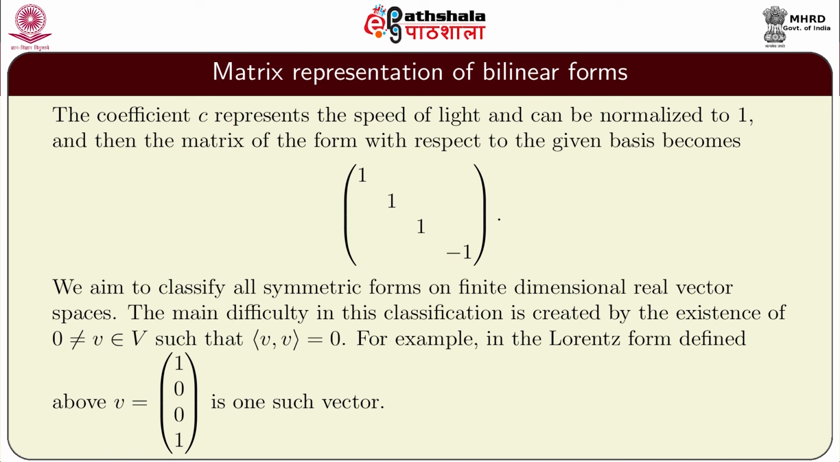Now, our aim is to classify all symmetric bilinear forms on finite dimensional real vector spaces. But the main difficulty in this classification is created by the existence of non-zero vectors V such that this inner product VV is equal to 0. For example, in the Lorentz form defined above, this vector V given by 1, 0, 0, 1 is one such.